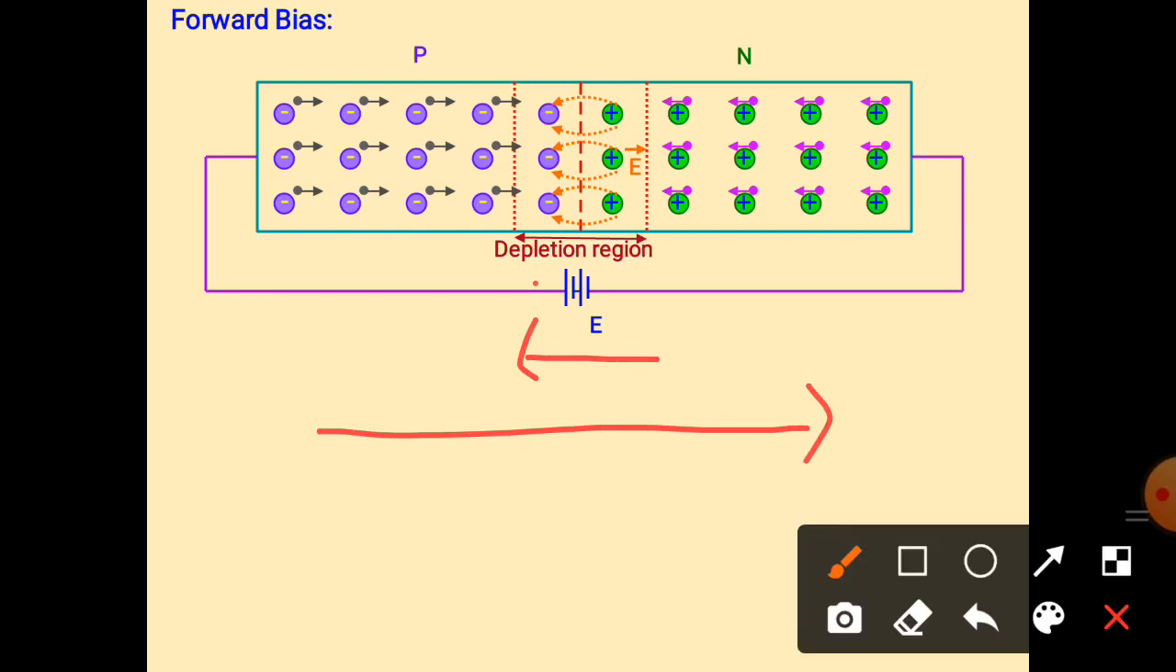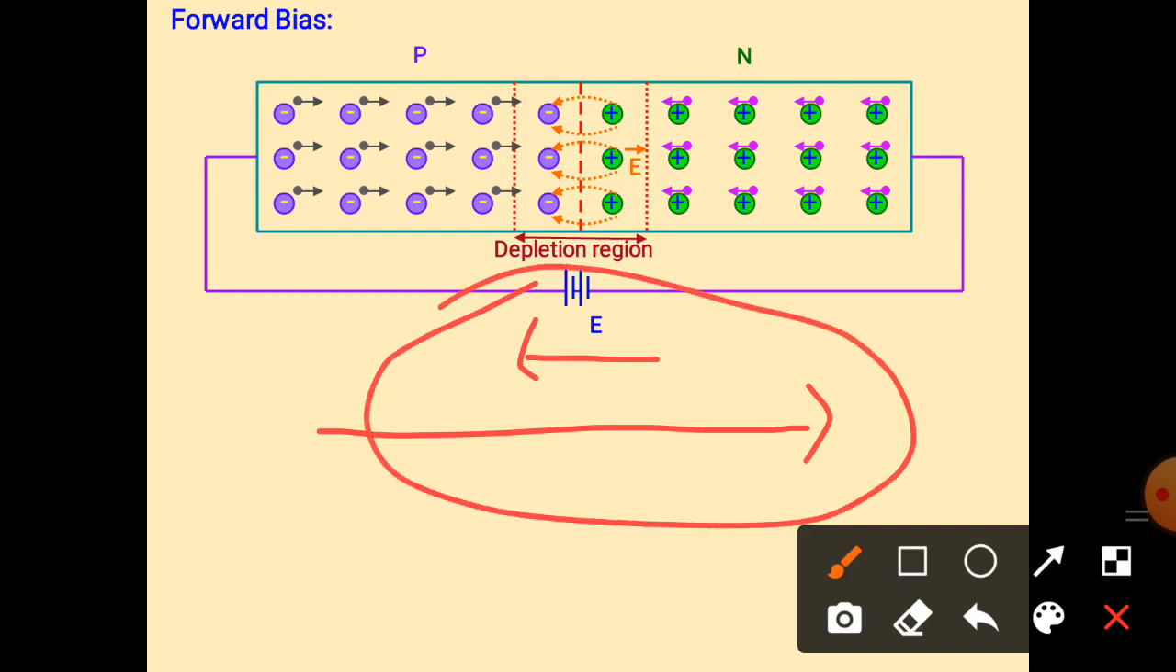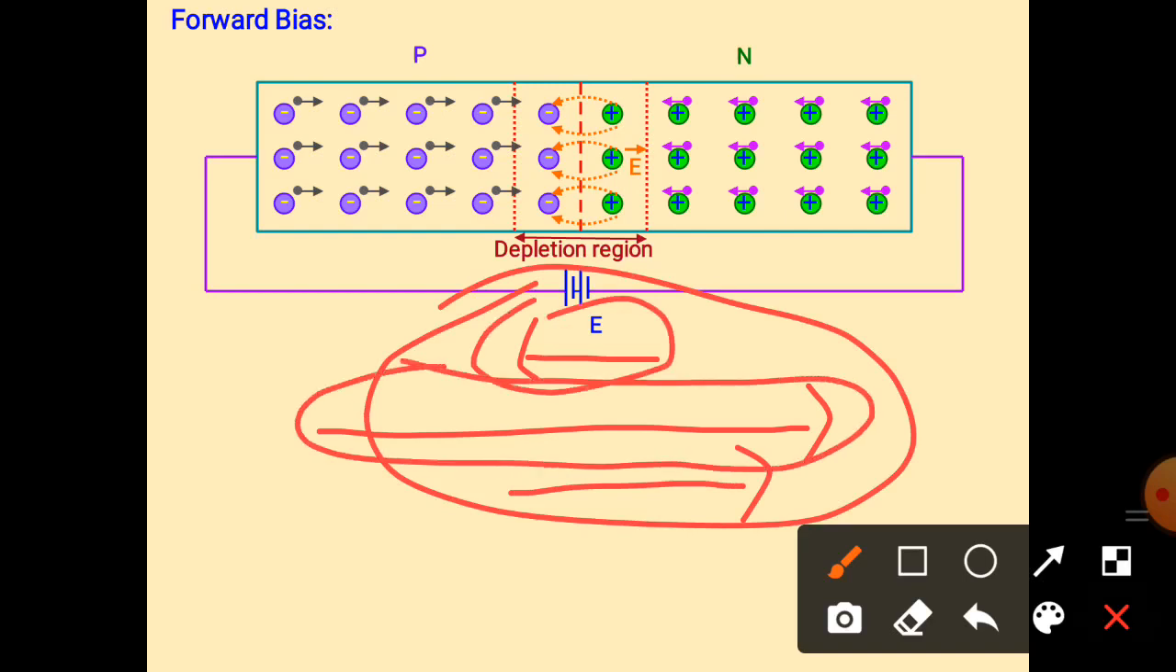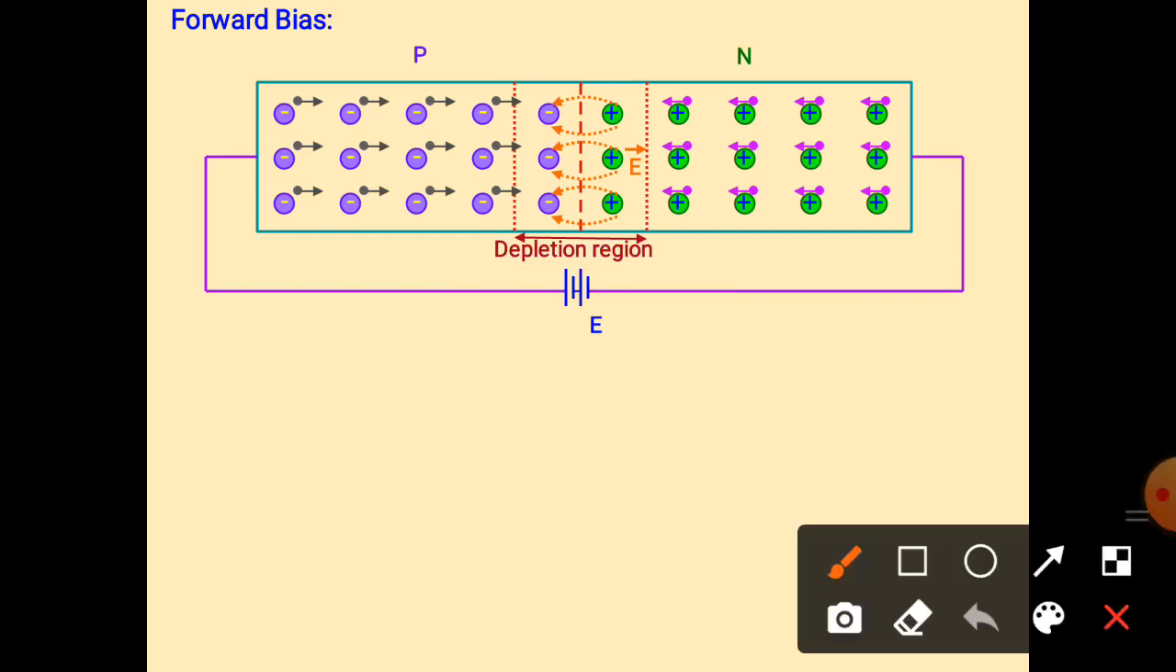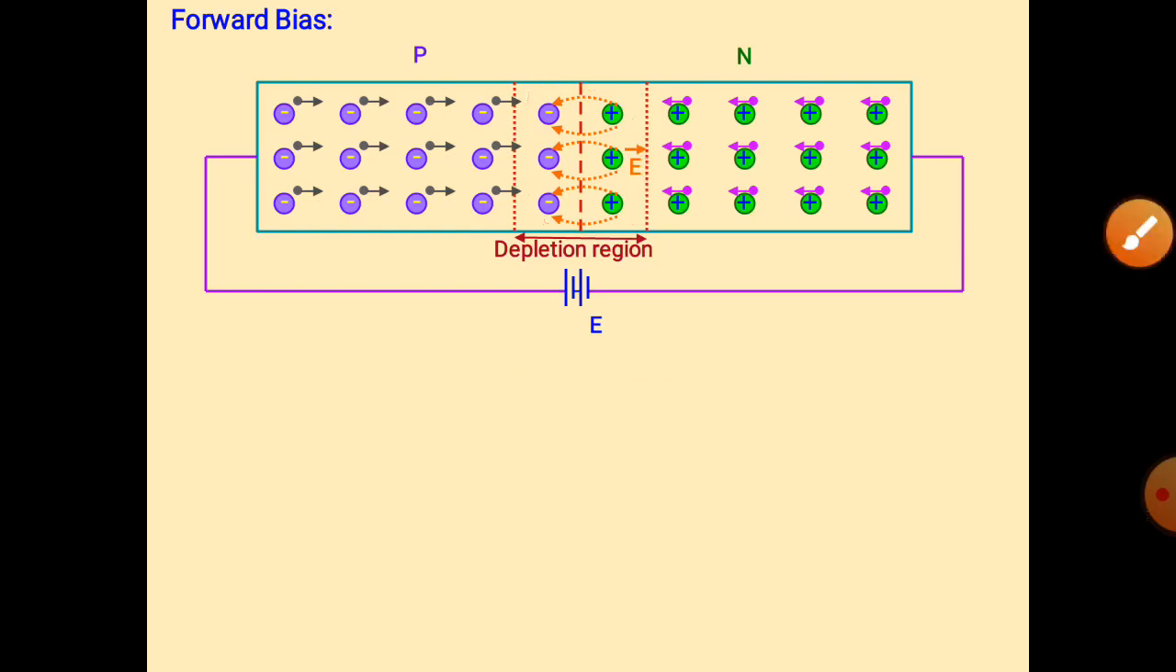Because of this difference, we are having as a result an electric field in the right hand side direction, because this value of electric field is more than this value, right? So as a result, we have an electric field in the right hand side direction, and because of that electric field, opposite to it, the depletion region in forward bias has a very small width. So always remember, the depletion region for forward bias is always small, right?